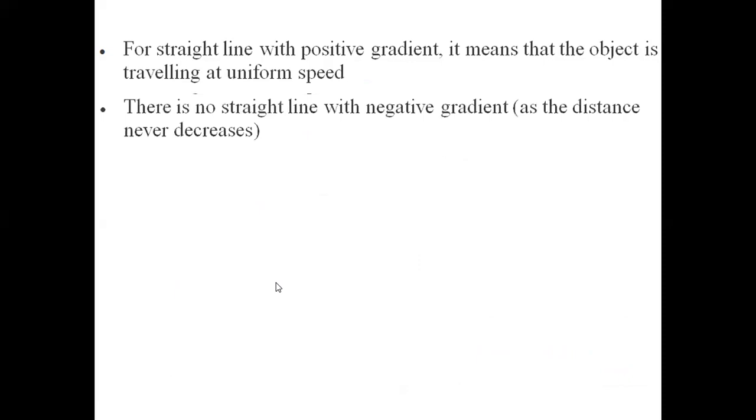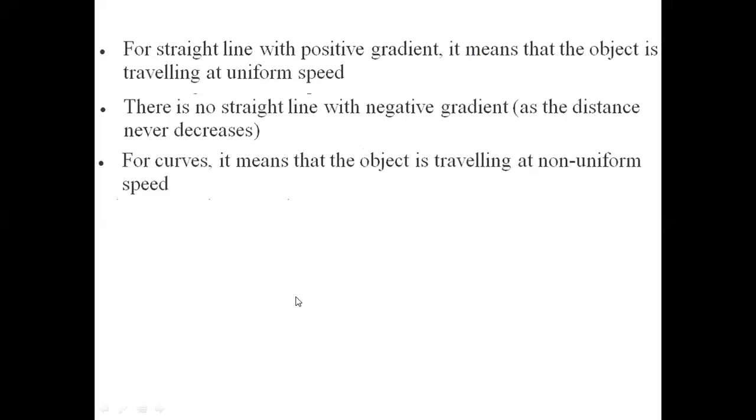Few more points. For straight line with positive gradient, it means that object is traveling at uniform speed. There is no straight line with negative gradient as the distance never decreases. Okay, there is no negative gradient in distance time graph. It has to be displacement time graph otherwise. For curves, it means that object is traveling at non-uniform speed, either with increasing gradient or decreasing gradient as the graph was shown.